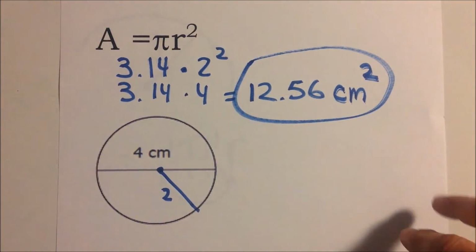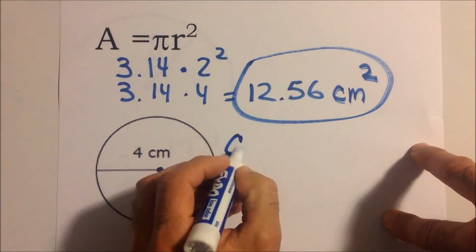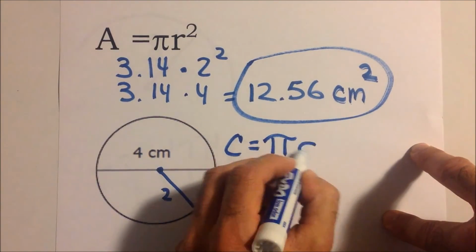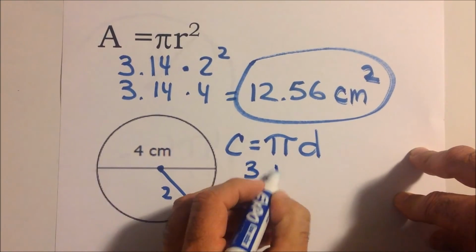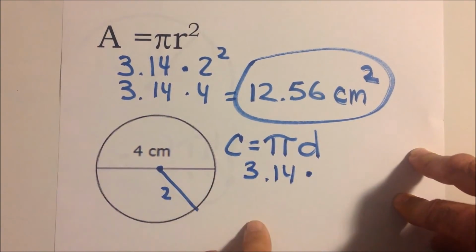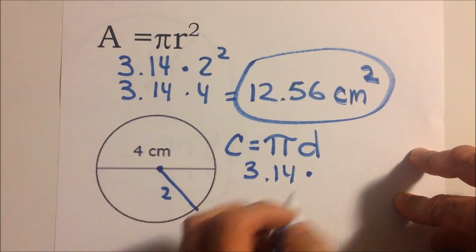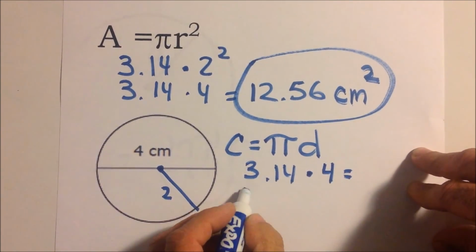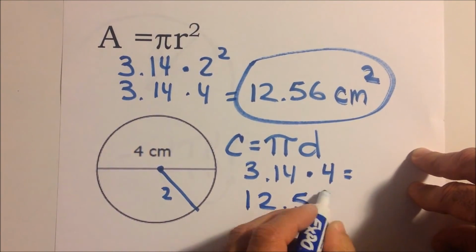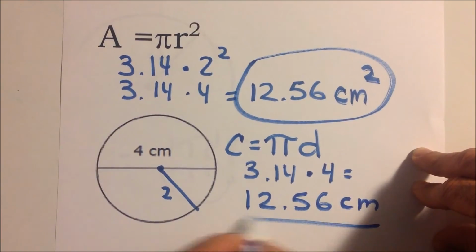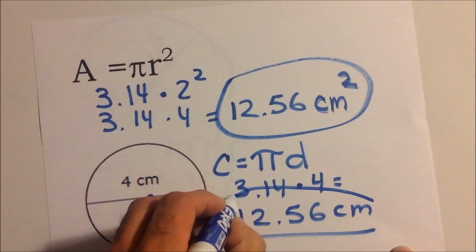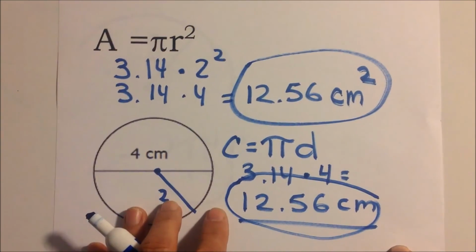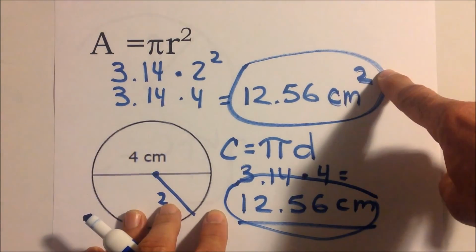Now, let's look at circumference. Remember, circumference is pi d. Cherry pie is delicious. So again, we're going to use 3.14, and we're going to times it by the diameter. And we have the diameter, it's 4. So we're going to get the same answer, but remember, circumference is not squared. So this will be the answer for the circumference, and that'll be the answer squared for the area.